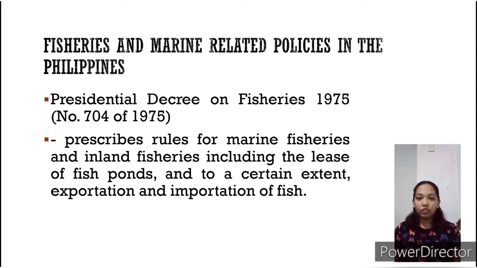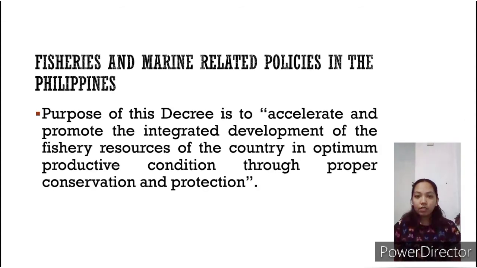Presidential Decree on Fisheries 1975, number 704 of 1975, prescribes rules for marine fisheries and inland fisheries, including the list of fish ponds, and to a certain extent, exportation and importation. The purpose of this decree is to accelerate and promote the integrated development of the fishery resources of the country in optimum productive condition through proper conservation and protection.